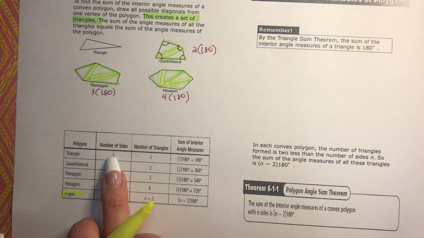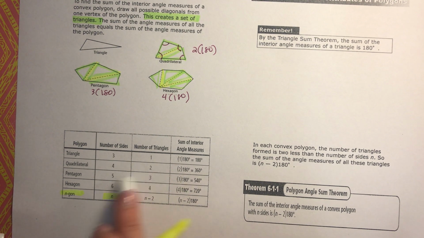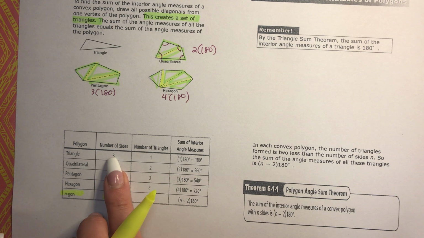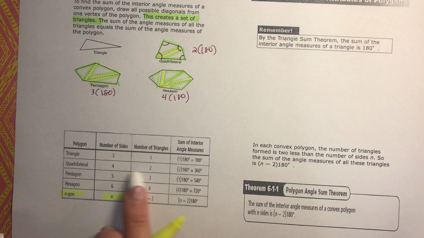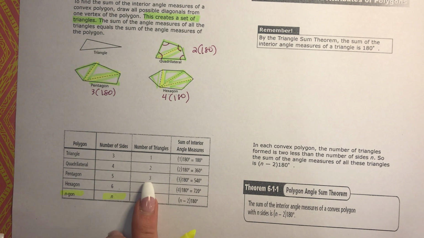What's the relationship here? Well, it looks like it's smaller, right? It's smaller by how much? Well, 3 and 1, that's 2, right? So 3 minus 2 is 1. 4 minus 2 is 2. 5 minus 2 is 3. 6 minus 2 is 4. So if we have n, the number of triangles is going to be n minus 2.